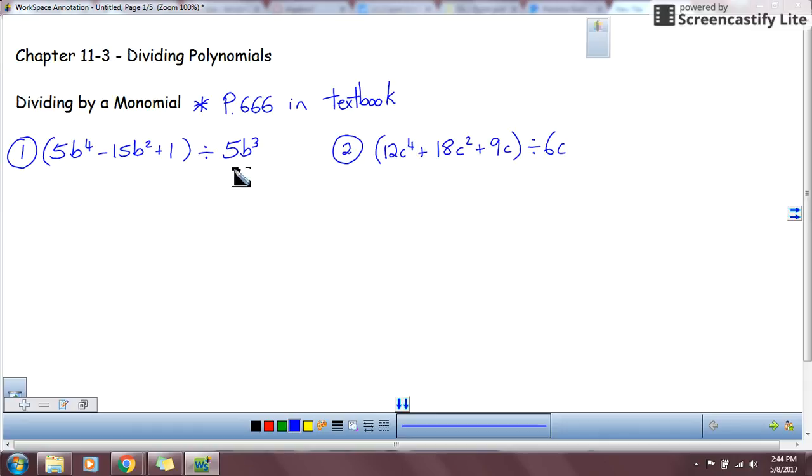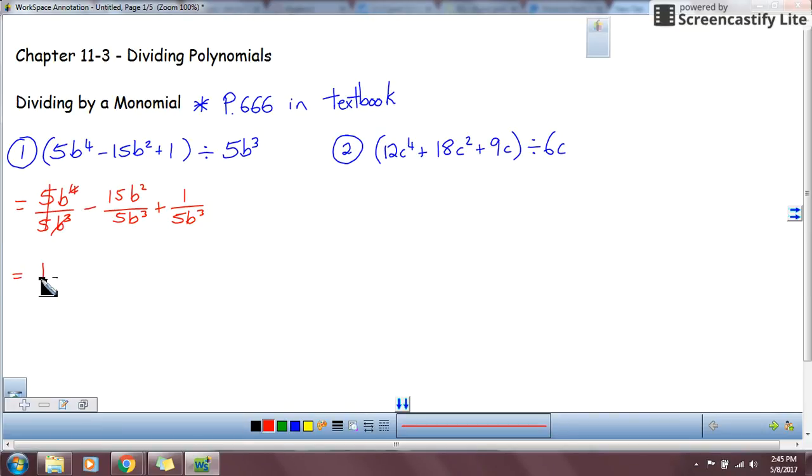If we've got this divided by this, it's the same thing as multiplying by 1 over 5b cubed. The other way to think about it is just to distribute this 5b cubed, but instead of multiplying it, we're dividing it. I'm just skipping the first step that the textbook does. It's like saying 5b to the power of 4 divided by 5b cubed, then minus 15b squared divided by 5b cubed, plus 1 divided by 5b cubed.